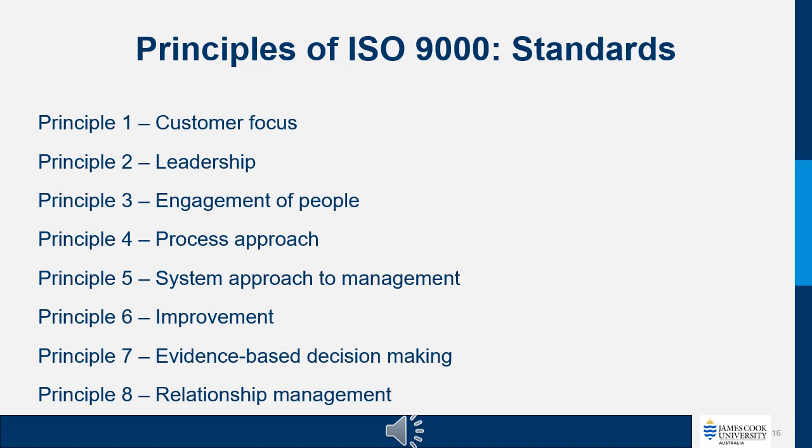When we're looking into the factual approach, it's evidence based. Decisions should be based on data and evidence to ensure that they are objective and effective for the organization. By following these principles, an organization can establish an effective quality management system that meets the requirements of the ISO 9000 standard and improves overall performance. These principles help organizations focus on customer needs, engage their people, manage their processes, and continuously improve their performance.